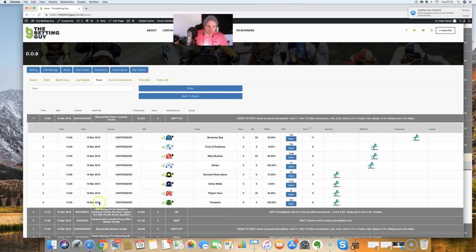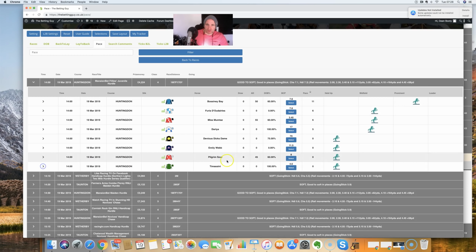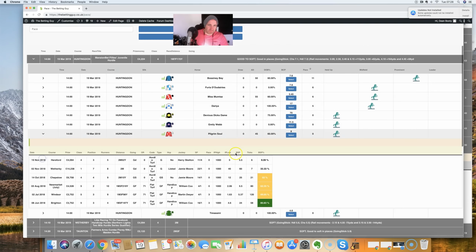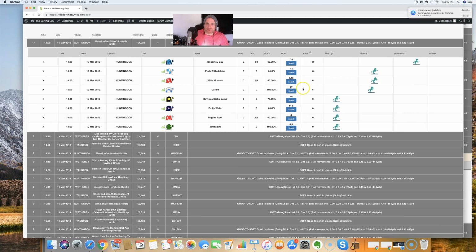And so let's have a look at these average decreases here. He hasn't had 5 runs, so we don't know. See, we don't really know. He's only had 1 run. Here, the average decrease is 45. So let's have a look at this one. Race keenly led, not fluent, held up, headway. Yeah, so you get the idea.